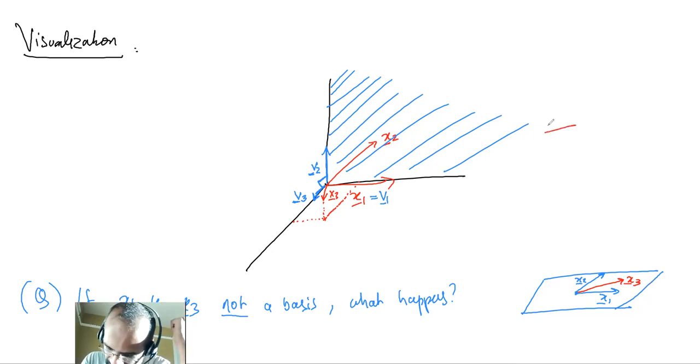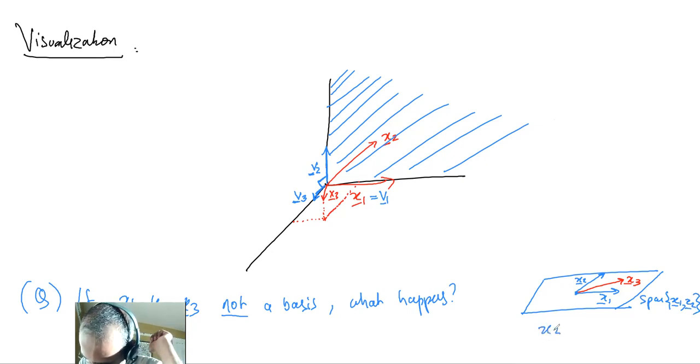Are you looking at the 3D picture or the 2D picture? Okay, okay. Now I'm looking at the 2D one. Yeah, so let's look at the 2D picture. Let's say this little parallelogram that's drawn over here is the span of x1 and x2. Right? And let's say x3 is in the span of x1 and x2, right?